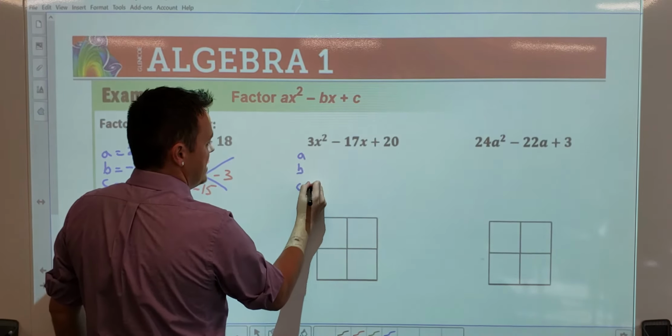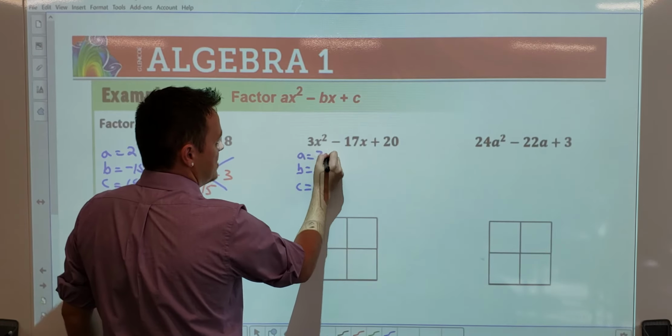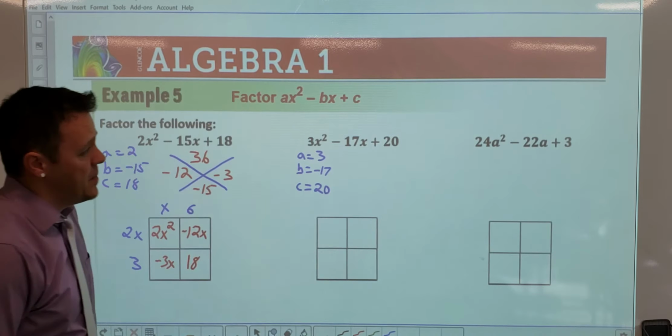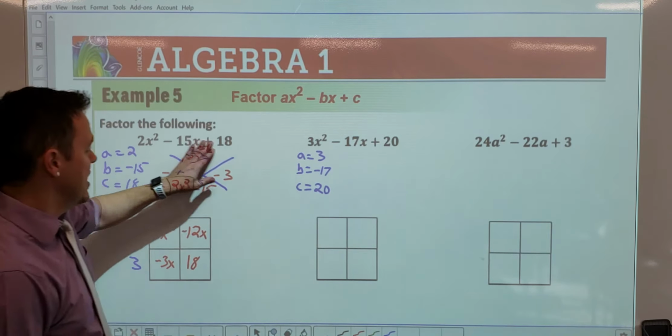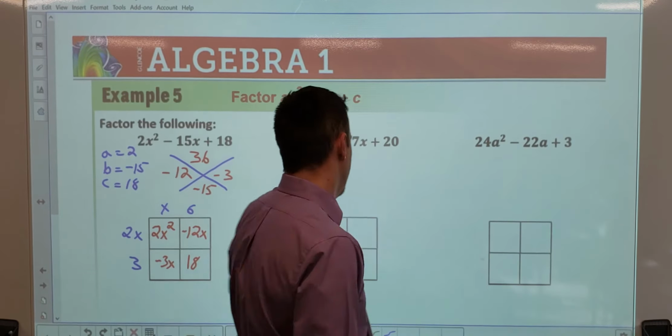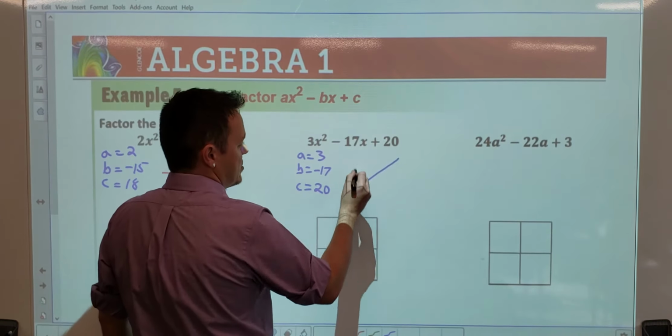A, B, C. All right, it's 3, negative 17, and 20. And let me stop and make sure there's nothing I can factor out. Nope, that's odd, odd, even, even, odd. Nope, can't do it. Okay, good. I almost thought I was going to mess up again.